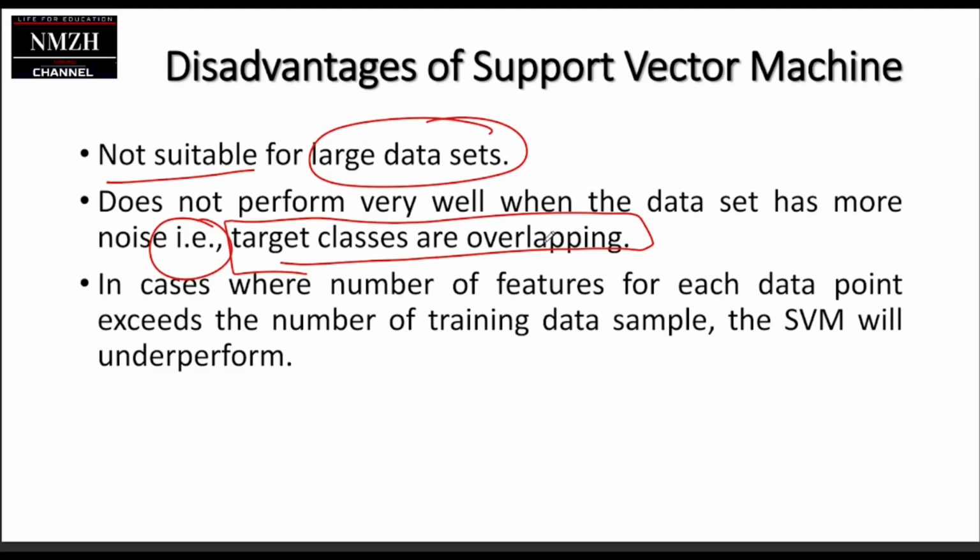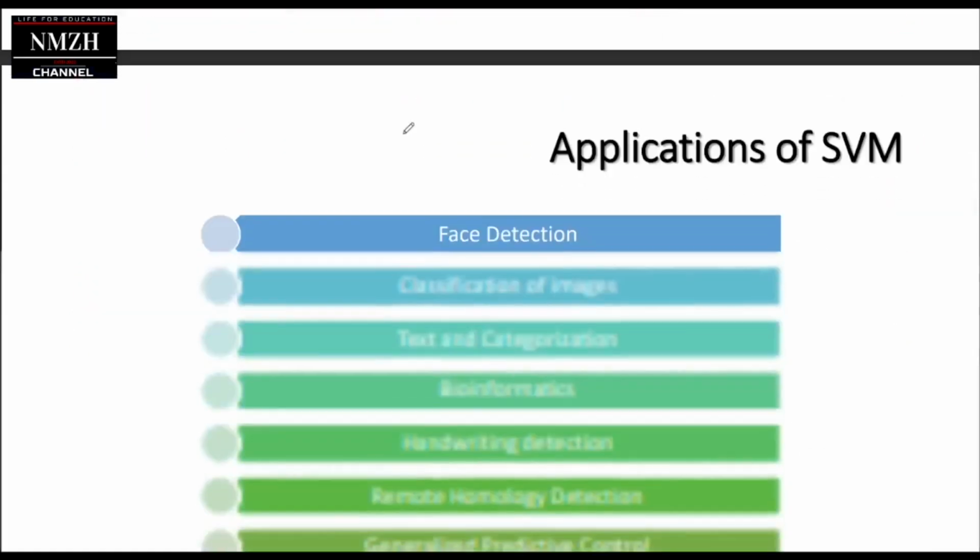In the case where the number of features for each data point exceeds the number of training data, the SVM will underperform. Okay, so that would be one case giving the disadvantages of the SVM. We need to be careful about that.